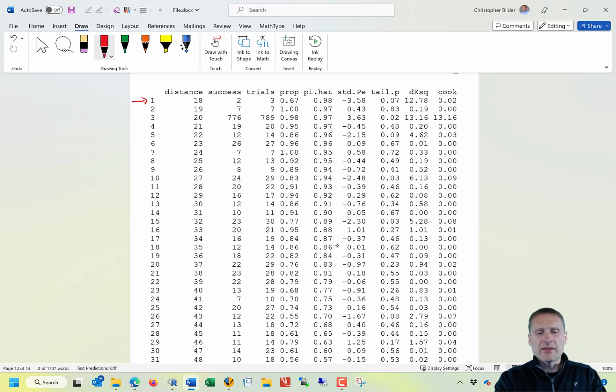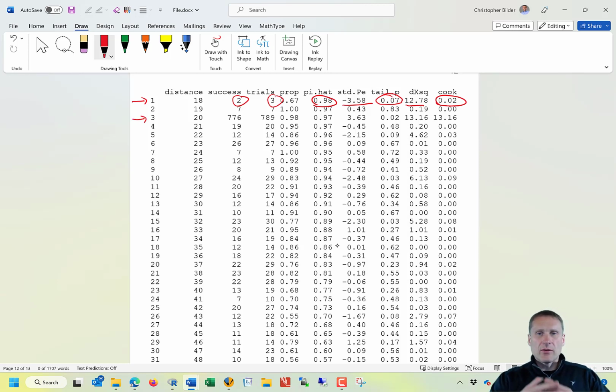So when I had a distance of 18 yards, 2 successes out of 3 trials, my pi hat is 0.98, and the standardized Pearson residual is negative 3.58, but we know that using a standard normal approximation is not going to work well here. Here's that tail probability that we've seen before, 0.07. If I were to square negative 3.58, I get 12.78. And look at, here's my Cook's distance, 0.02.